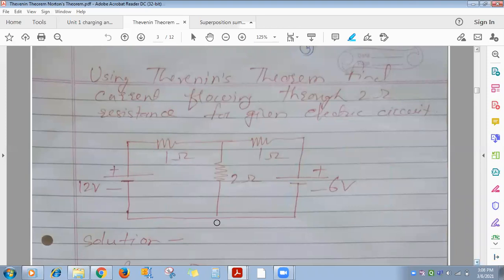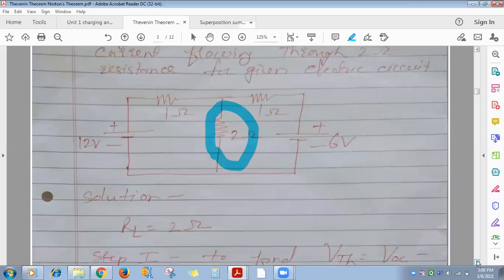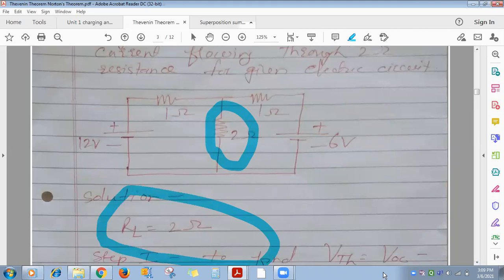Thevenin's theorem, you have to simplify the sum using Thevenin's theorem. So what is the 2 ohm current? You have been asked to find it through the 2 ohm. The 2 ohm resistance we call the load resistance. So mention here that 2 ohm is a load resistance.